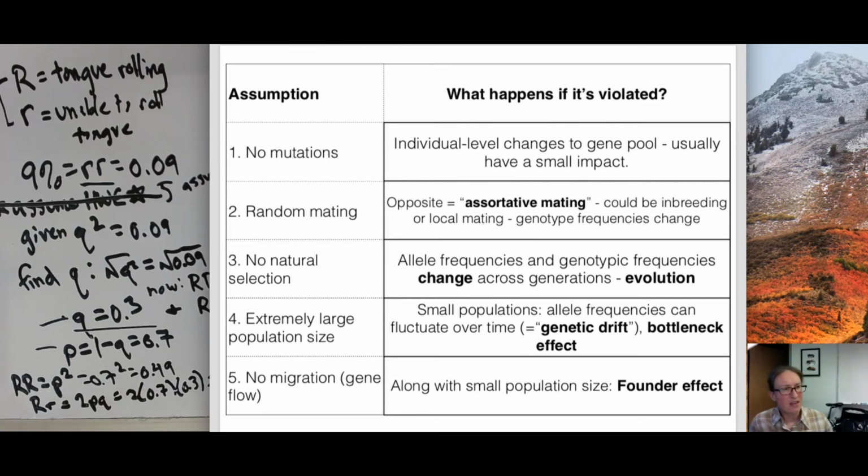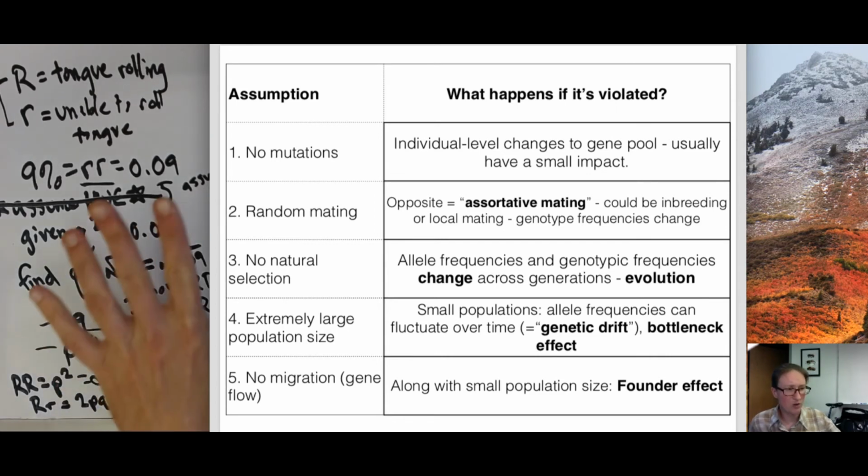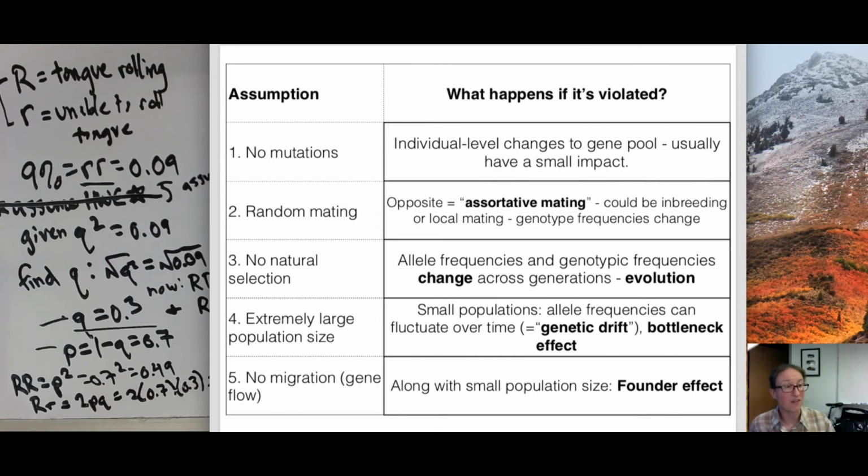So first off, what about the assumption of no mutations? What we have to think about for this is mutations are something that happens to individuals. So if all of a sudden there are mutations in the population, maybe one allele out of 1,000 alleles in a population is now changed. That's not really going to have a major impact on allele frequency across the population. So even if the mutation assumption is violated, generally no major impact.